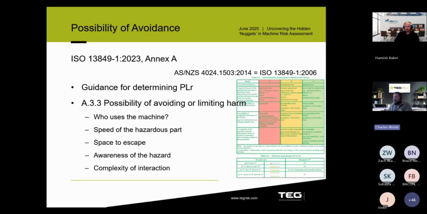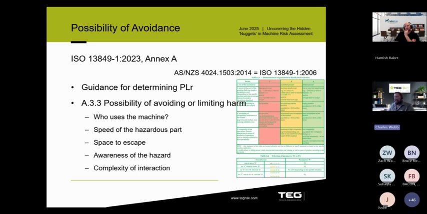And so anyway, this latest version of 13849-1 has a nice layout in there. It's in table A1. It talks about possibility of avoidance, and that comes under Annex A. And Annex A is guidance for determining your performance level required. There are three factors that you need to determine performance level: severity, frequency of occurrence, and possibility of avoiding or limiting harm. I'm going to focus on possibility of avoidance here. So that's the P value.